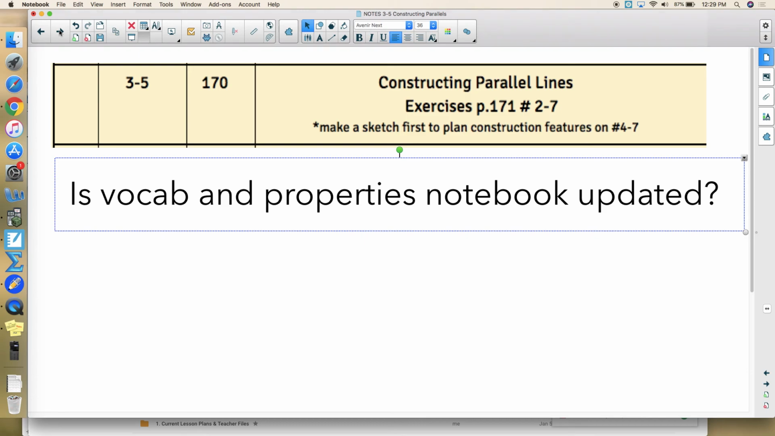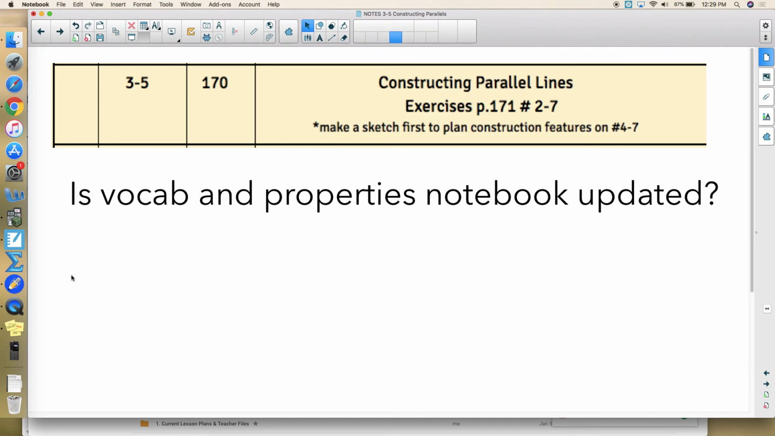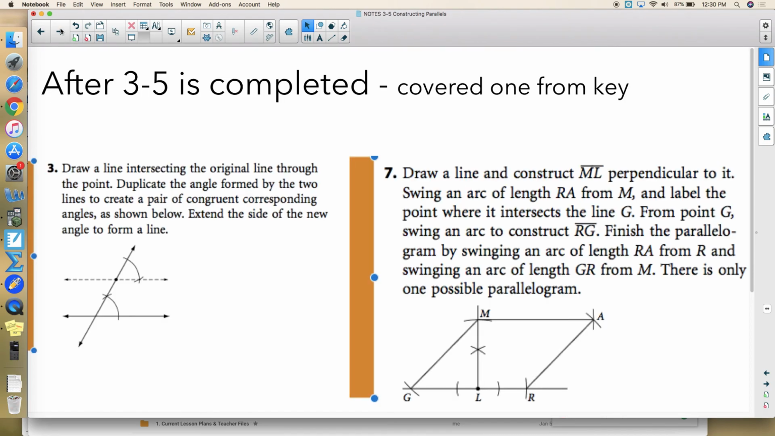Your task then in 3.5 is the problem shown. Suggest that you make a sketch first of what you're trying to accomplish to help your brain follow that plan. Check that your vocab and properties notebook is updated. And after you finish 3.5, then you'll come back and freeze the end of the video here so that you can check your number 3 and your number 7.